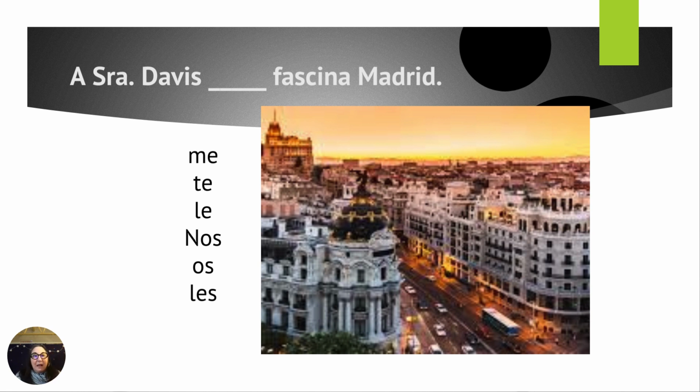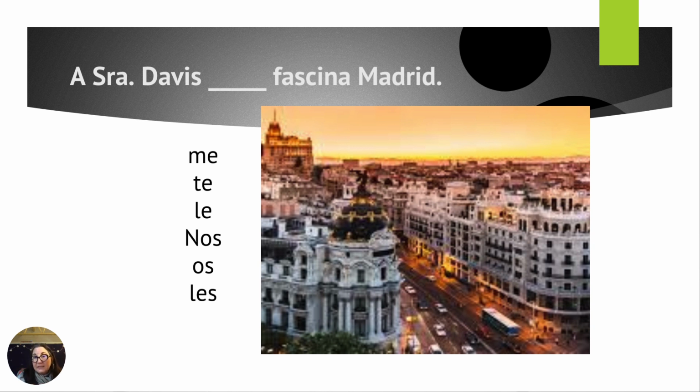Okay. Now we're talking about me. She is fascinated by Madrid. Here's a lovely picture of Madrid in the afternoon. Very big, wide streets. Es una ciudad muy grande. It's a big city. Right now, this is a little harder.